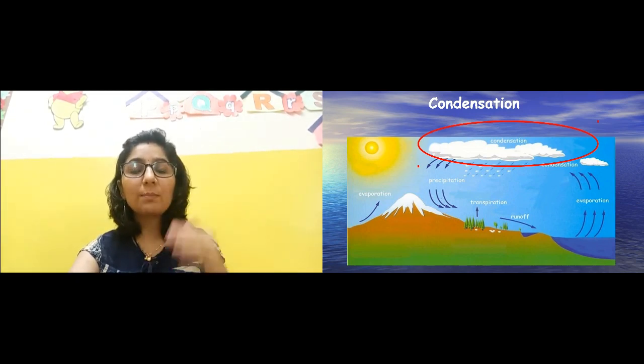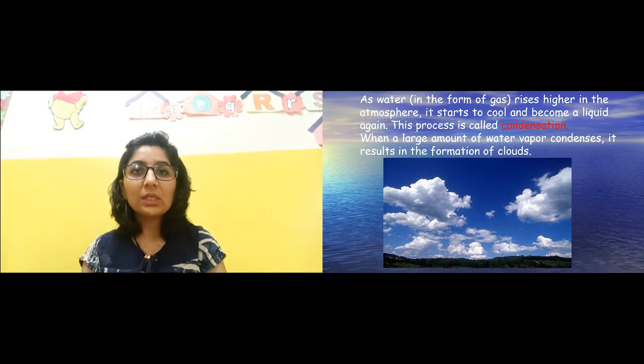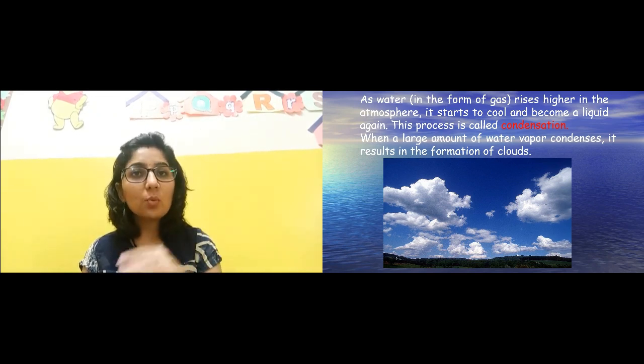As they go up, you see at some height in the atmosphere the temperature is low. That means it is cool. The atmosphere over there is a bit cool. So what happens? When you cool the water vapor, when you cool the gas, it again gets converted to water, right? This process is called condensation. What is condensation? The process of conversion of gas into water is called condensation. Keep in mind, water to gas is evaporation, and the opposite, gas to water, is condensation.